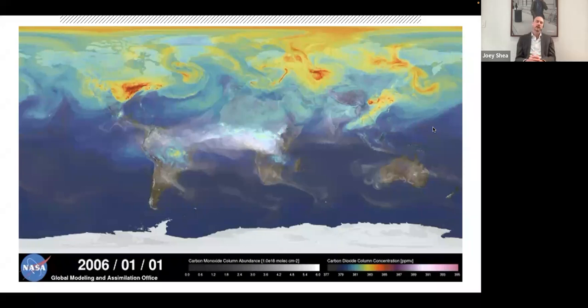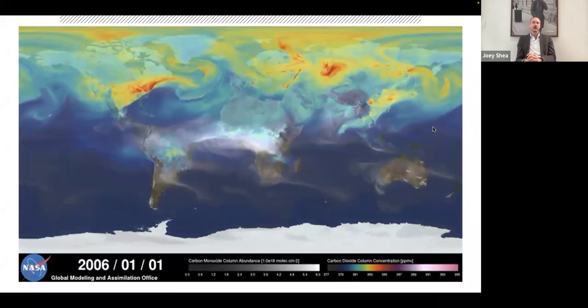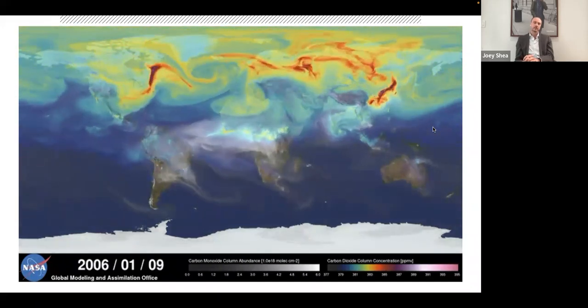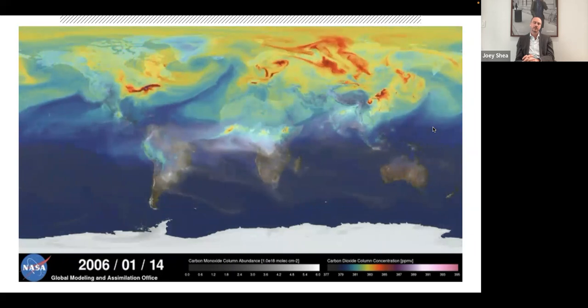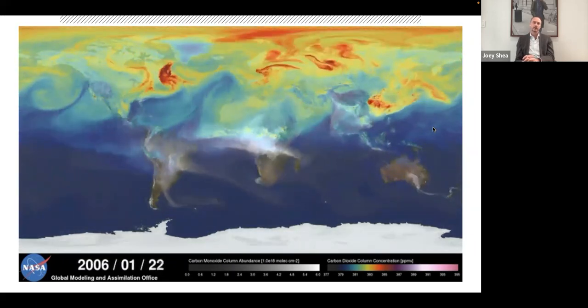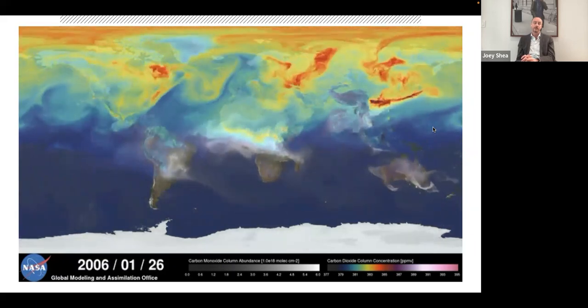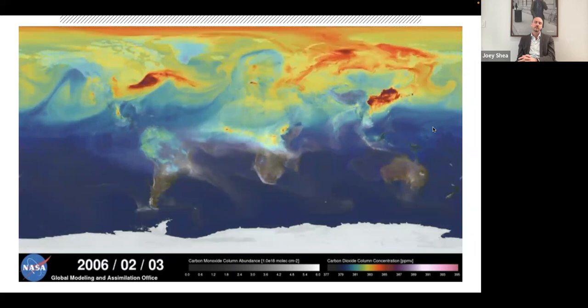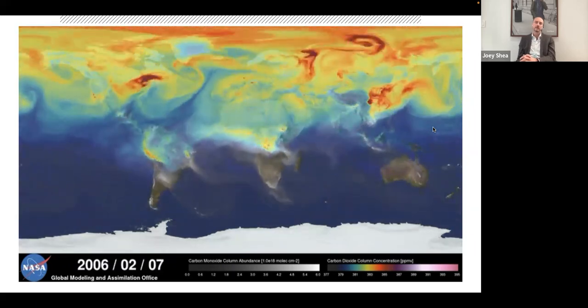Now, this is a series of images that I'm going to start playing right now, and I hope it comes through okay and isn't too choppy for your screens. This is a computer model showing the concentration of greenhouse gases in the atmosphere every day for a year in 2006, by the way. That was probably a pretty high emitting year, but may not be the highest on record, unfortunately.